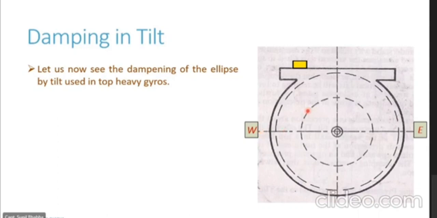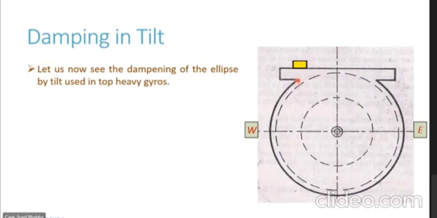When you are looking at the rotor and the spin axis from the south end, you will be able to see the entire rotor. So the dotted line represents the rotor, and the solid line which you see outside represents the rotor casing. Now, as I told you before, this rotor casing is connected to the rotor via ball bearings. So the freedom to spin is provided to the rotor and the spin axis by these ball bearings. The casing is not free to spin.